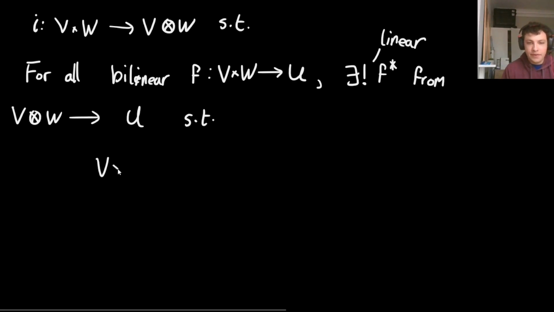So we have v cross w, we have our bilinear map I into v tensor w.